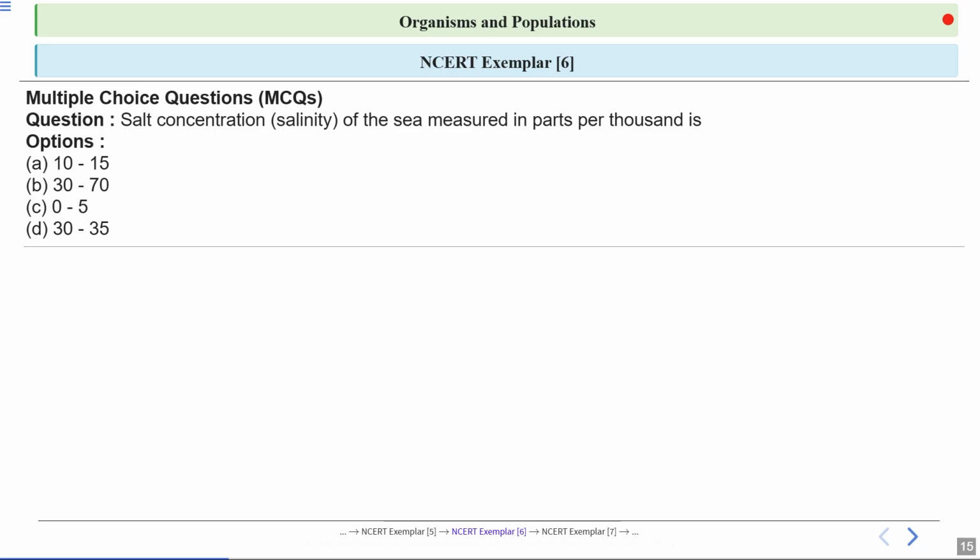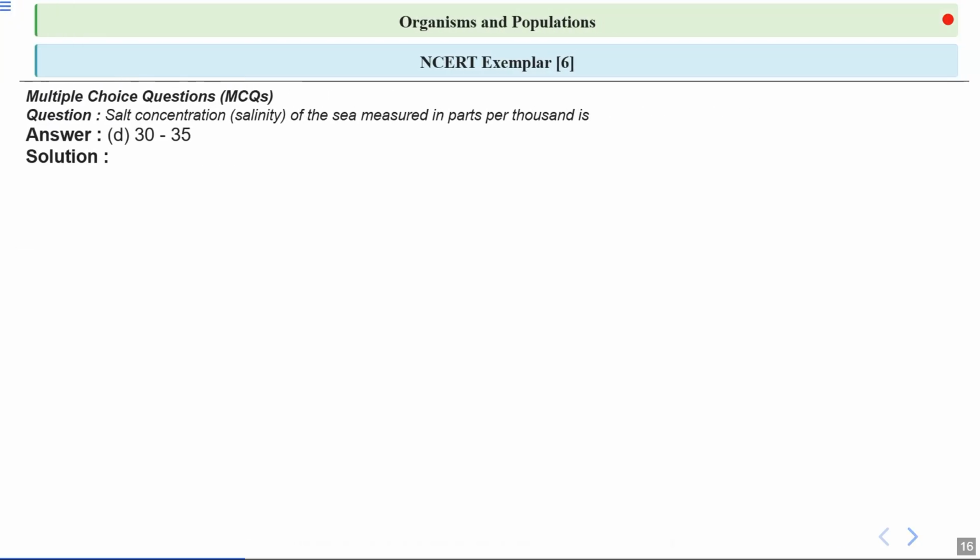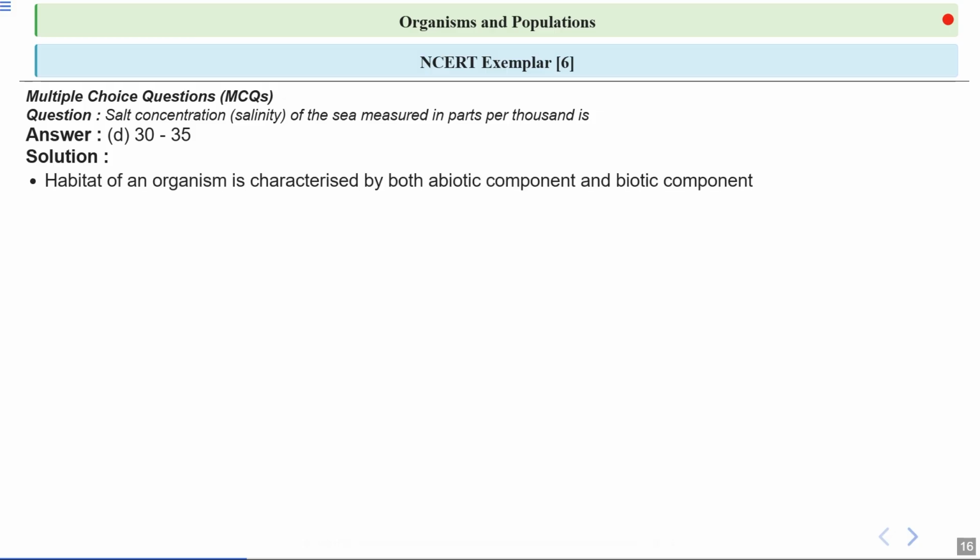Next question, salt concentration or salinity of the sea, measured in parts per thousand, is. Okay, so what are the options? 10 to 15, 30 to 70, 0 to 5, or 30 to 35. What is the correct answer? Okay, option number D is the correct answer, 30 to 35. Let's have a look at the explanation.